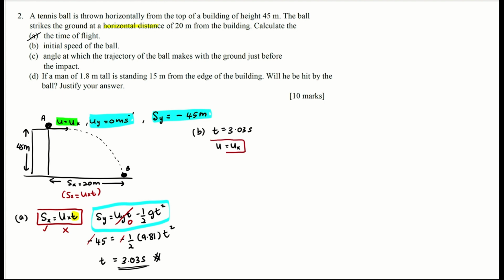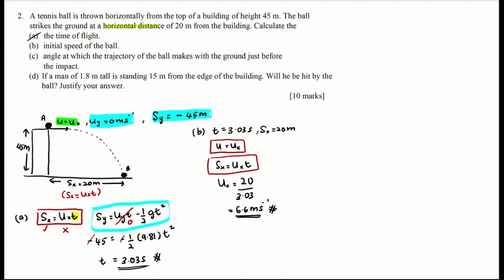So we can use y component, you can use x component. Okay, so x component apa lagi yang ada? Sx lah, dia dah bagi tadi, 20 meter. Alright, and then Sx equal to uxt. So this is equation yang kita akan pakai. Okay, and then just substitute. Therefore, ux is equal to 20 over 3.03. Okay, so the answer is 6.6 meter per second.